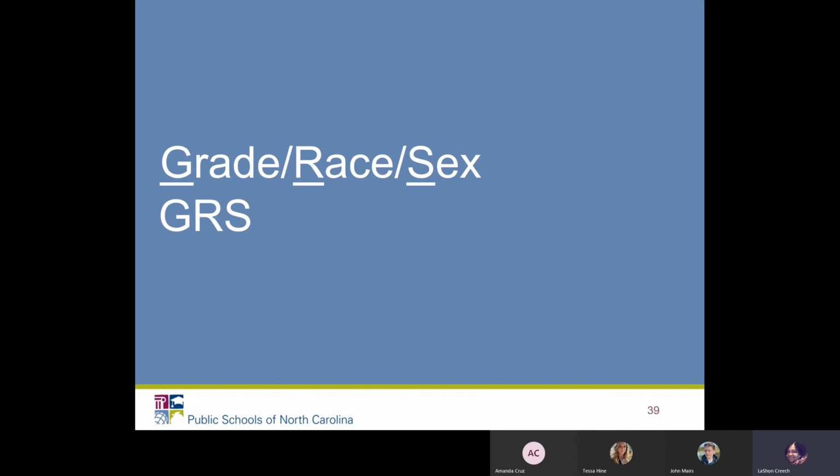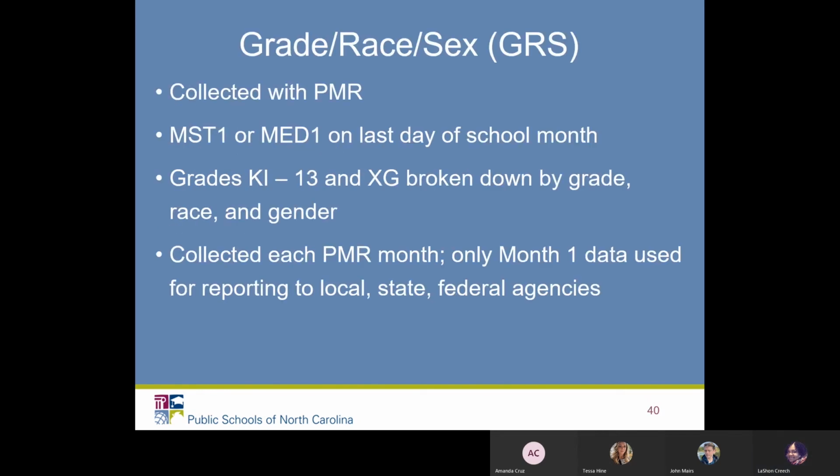Grade Rate Sex Report, or GRS. The GRS report is collected with the PMR each month, but only month 1 data is used for reporting to local, state, and federal agencies. GRS for months 2 through 8 are not pulled by the state, but they may be used at the PSU level for local review. GRS pulls data for students who are in grades K through 13 and grade level XG with an admission status of MST1 or MED1 on the last day of the first school month. The data is broken down by grade, race, and gender. There's nothing extra that needs to be done. The report view is generated when the PMR is ran.